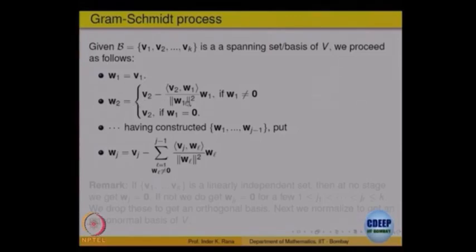What is W2? If this W1 is not 0, right, we could have dropped it, then we need not write this case at all. W2 is V2 minus the projection, this is the projection of V2 on W1. So, this is what you are subtracting, and the remaining one we said should be perpendicular. From V2, the second one, remove the projection on the first one, right. So, that is the first stage, you have gotten W2, and you go on doing it inductively up to j minus 1.